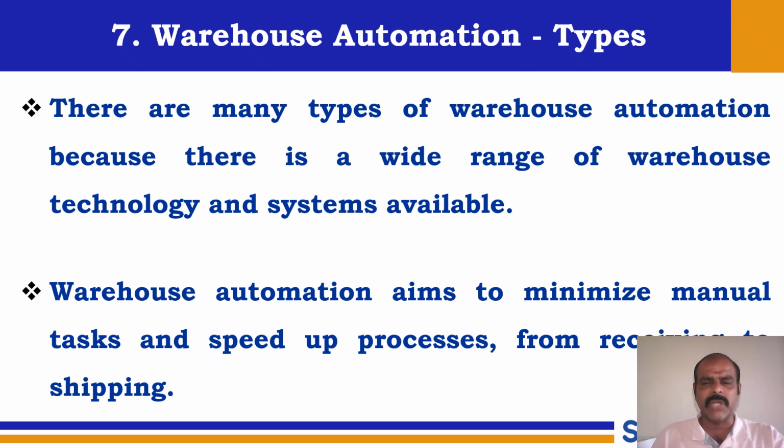But whatever we go ahead with, the ultimate objective is to minimize manual tasks and speed up the process from order receiving till shipping, till you get the order and the product goes out to the market. Till then we need to minimize the manual intervention as well as the time. This is what the main essential is all about. So whatever level of automation we go ahead with, this particular task is not going to change.